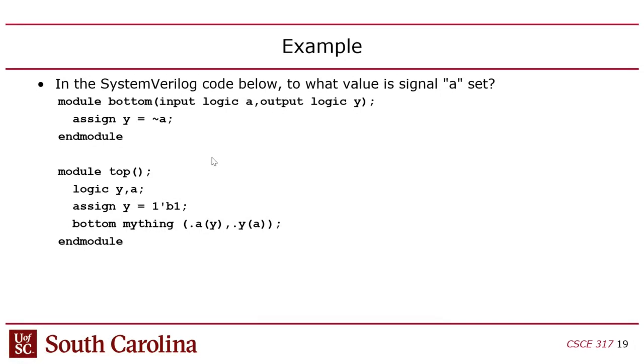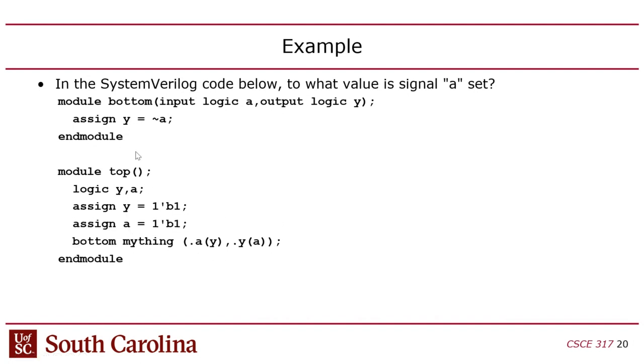And then in the SystemVerilog code, to what value is signal A set? This is basically the same thing we had in the quiz, where A and Y are swapped through the hierarchy. In this next example, it's a little different because I added an assign A equals 1 in the module top.